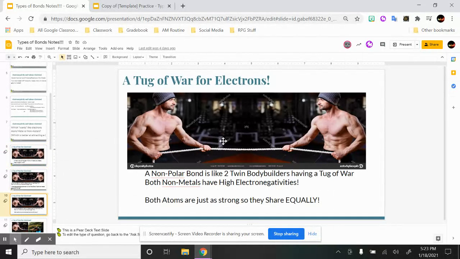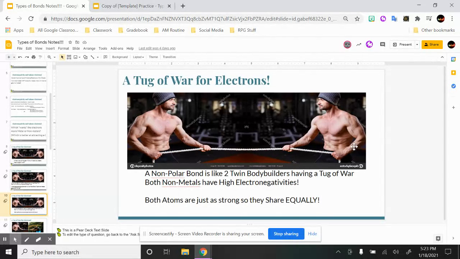This is kind of like a non-polar bond. In a non-polar bond, you have 2 nonmetal atoms, and they both have high electronegativities. You can think about them as being stronger. And so both those nonmetals are going to pull on our electrons. We're going to imagine the rope is our electrons. And because they both really want those electrons, they're both going to pull with the same strength. And those electrons aren't going to go anywhere. They're just going to hang out in between the 2 atoms.